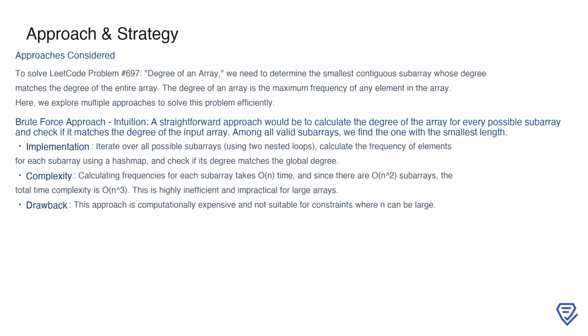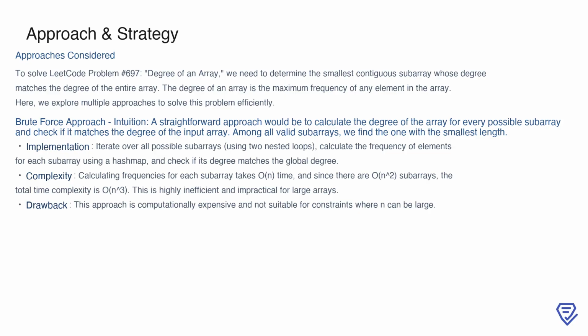To implement this, we could use 2 nested loops to generate all subarrays and a hash map to count the frequency of elements within each subarray. However, this approach is extremely inefficient. With O(n squared) subarrays and O(n) time to determine the degree of each, the total complexity becomes O(n cubed). This makes it impractical for large inputs due to its computational expense, so we need to look for a better approach.